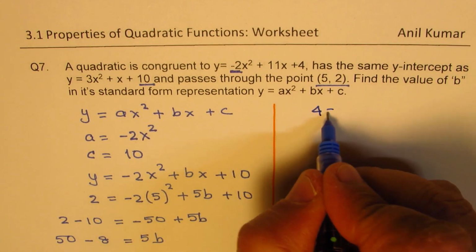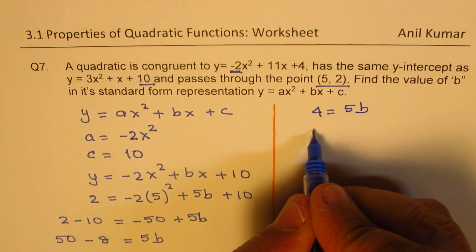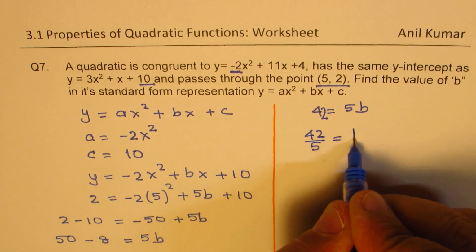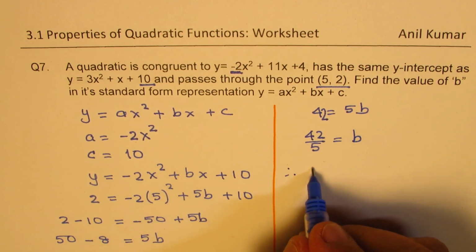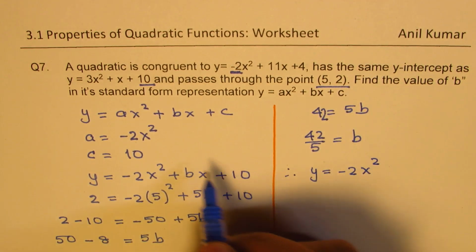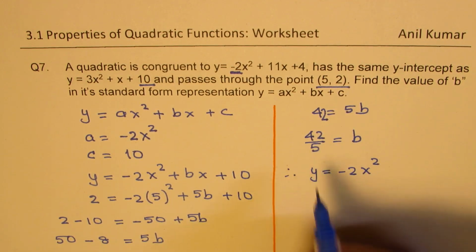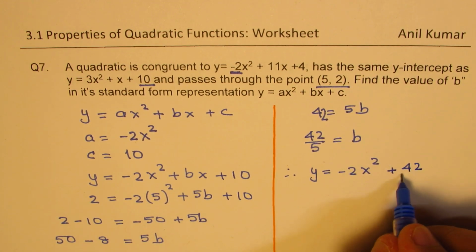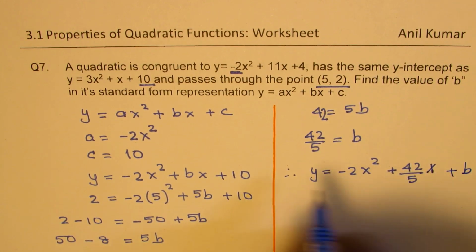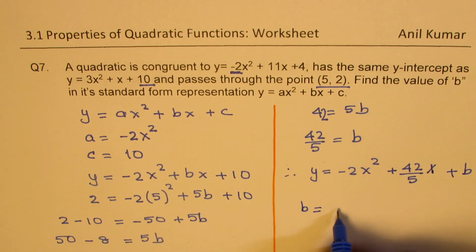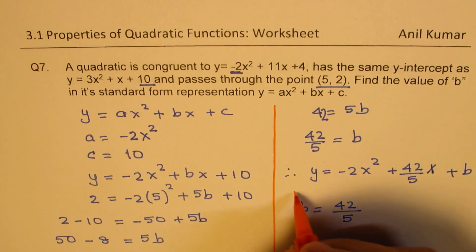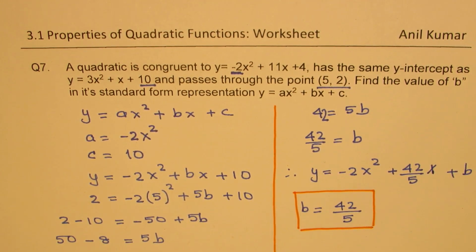So we have 42 equals 5b, or 42 divided by 5 becomes the value of b. And therefore, the equation is y equals a values minus 2x squared. B we just found as 42 by 5. We'll write this as 42 by 5. This is the b value, x plus 10, right? So we need to find the value of b. So the answer is b is 42 divided by 5. Clear? So that is how we are going to answer this question, right?